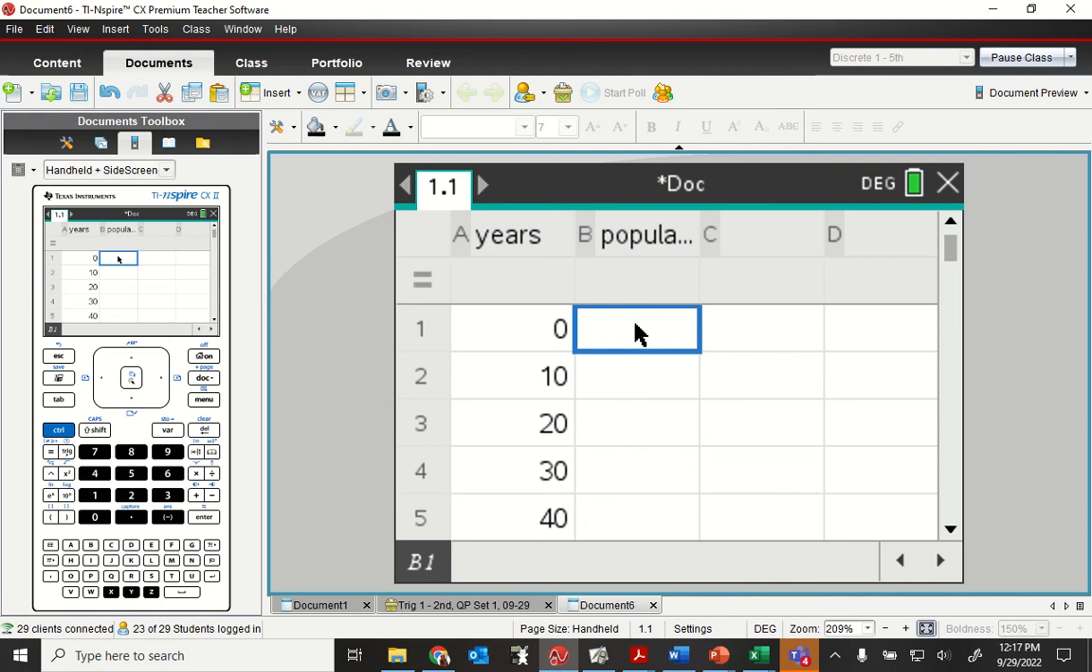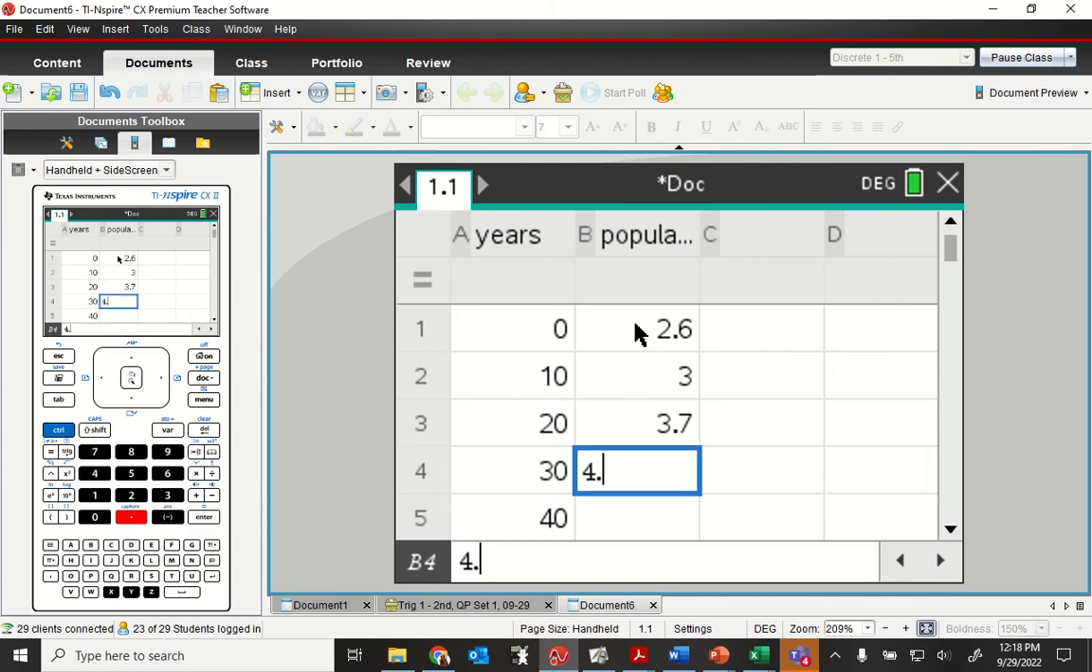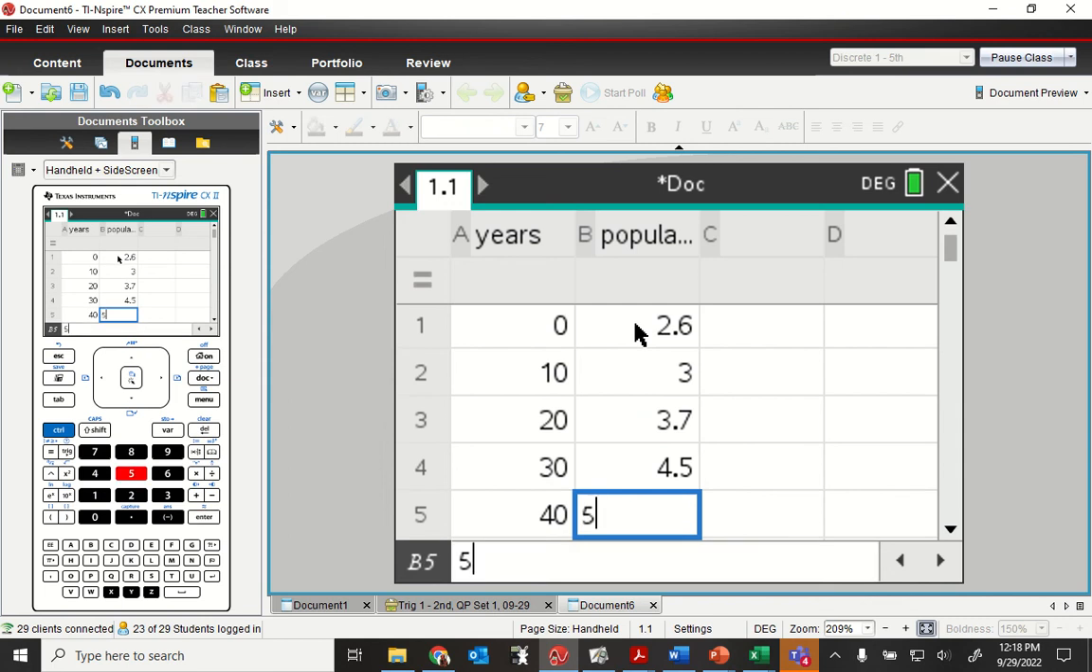The Y values that went along with that were 2.6, 3.7, 4.5, 5.3, 6.1, 6.9. You have to hit enter to get down into your last box. Otherwise, it's not going to accept it. Right, Dougie?